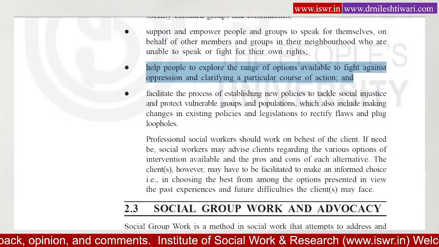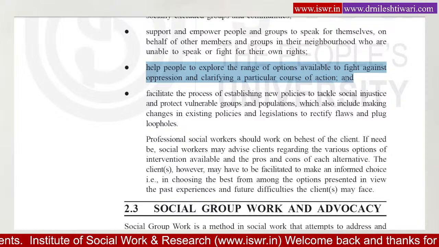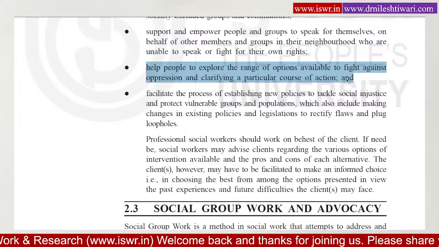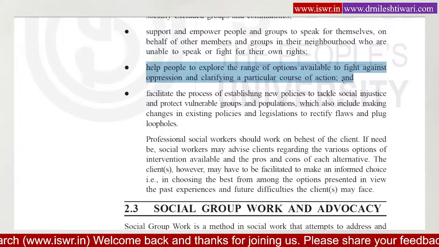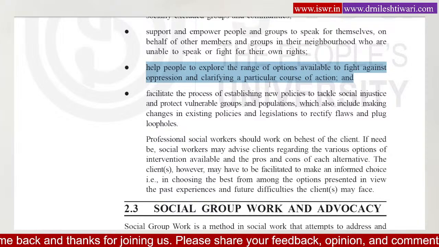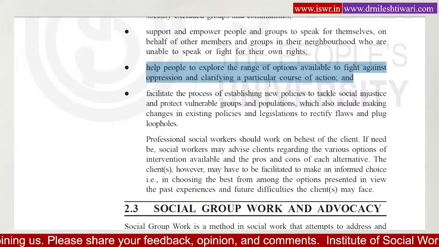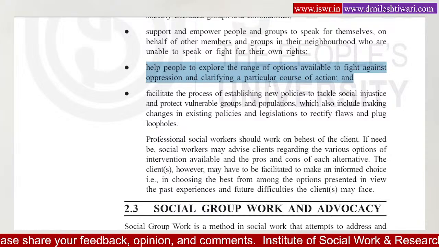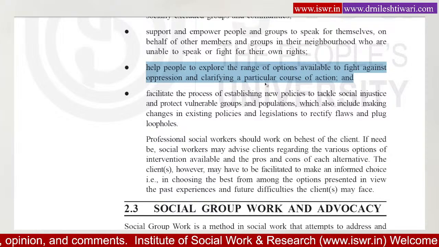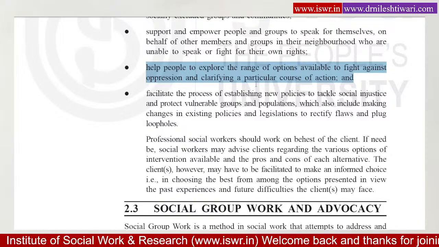Now, if we move further on, help people to explore the range of options available to fight against oppression and clarify a particular course of action. This is again a kind of advocacy which is very important, that we make our clients aware of the various alternative options that are available to them, along with their pros and cons, and decide a particular action on behalf of our client, right?